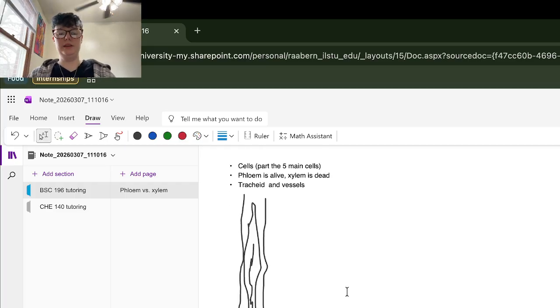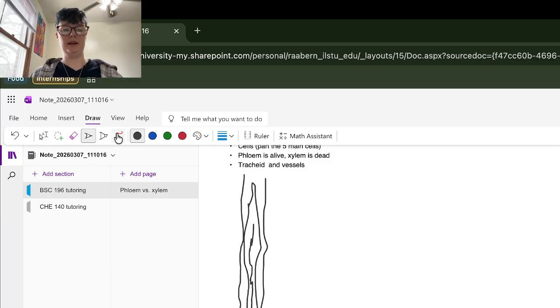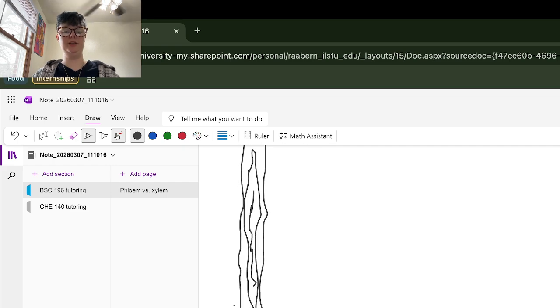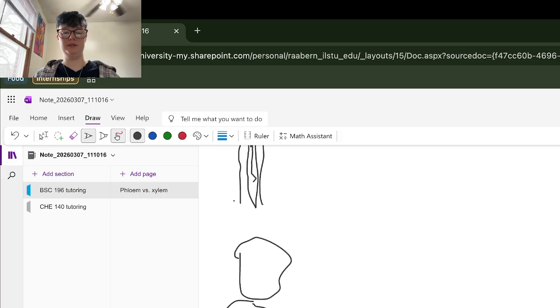So phloem, on the other hand, is actually cells that are connected. If I draw little plant cells, that's a little wonky, but you guys get the idea. There's going to be little cells. In these cells for phloem, since they're alive, there's going to be something called a sieve tube, which is just these tubes that will be in the living cell itself.